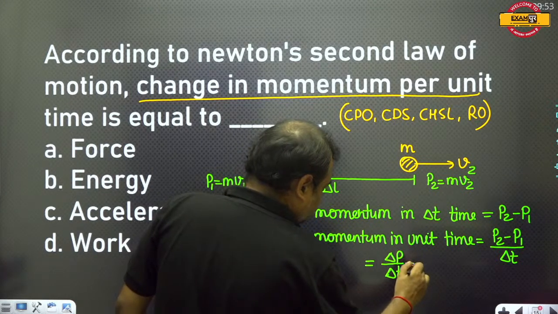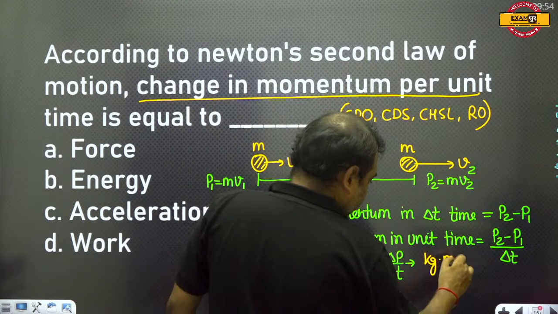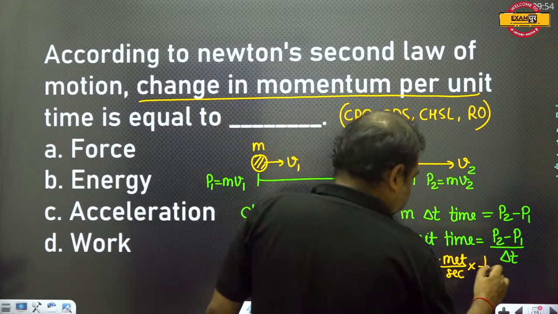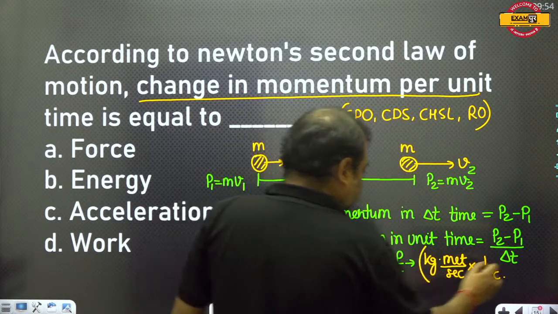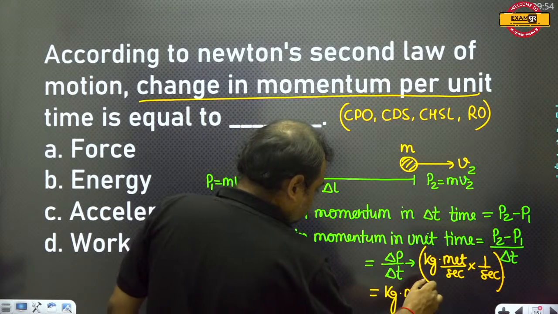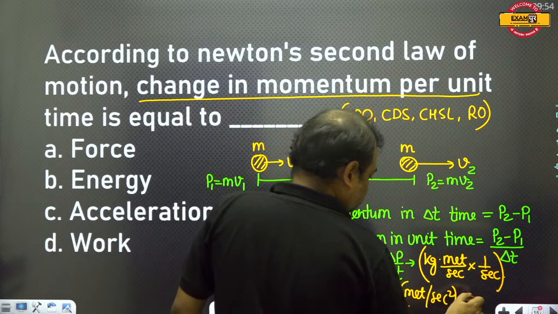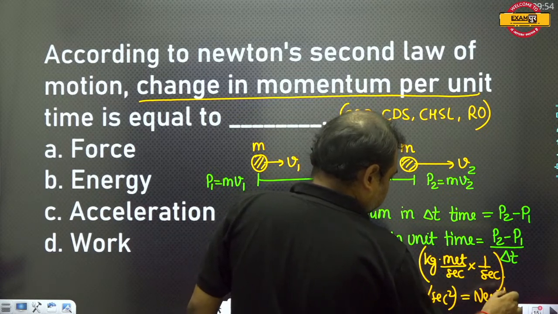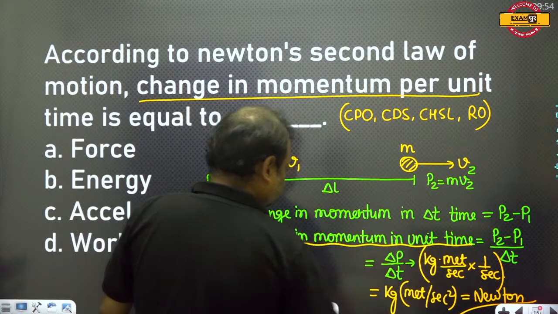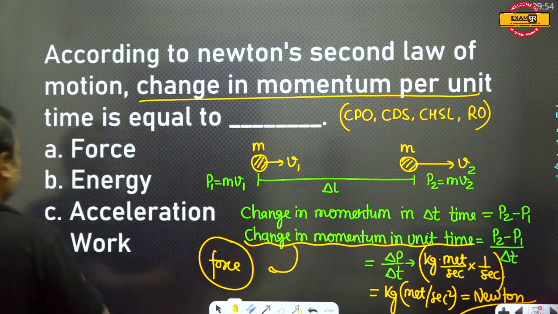So delta p upon delta t: the unit of delta p is kilogram into meters per second, multiplied by 1 upon delta t, which is 1 upon second, so this becomes kilogram meter per second square. And you can see this is the unit of force, which is Newton. Hence we can say that the change in momentum in unit time is nothing but the force. So our correct option will be force.